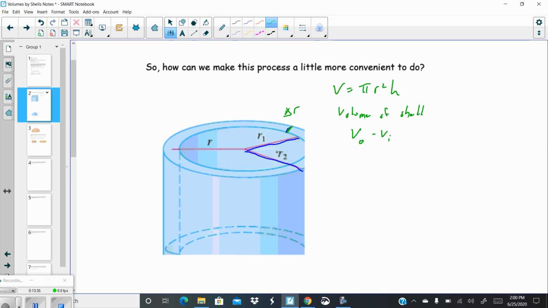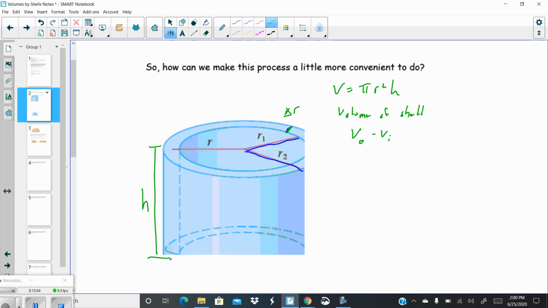And as we start to let that thickness get really, really small, that's when it will become the dr part. And again, we'll get to that. And then, of course, with a cylinder, we also have a height. Well, that's just how tall the cylinder is. So that's from the top of the cylinder all the way down to the bottom.